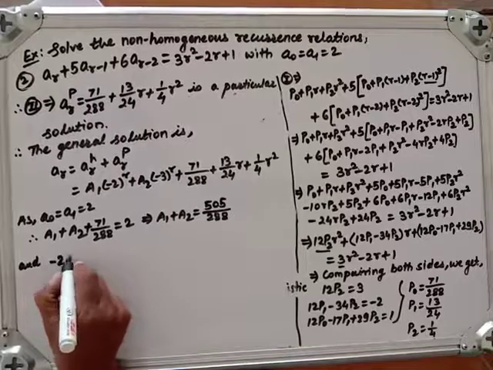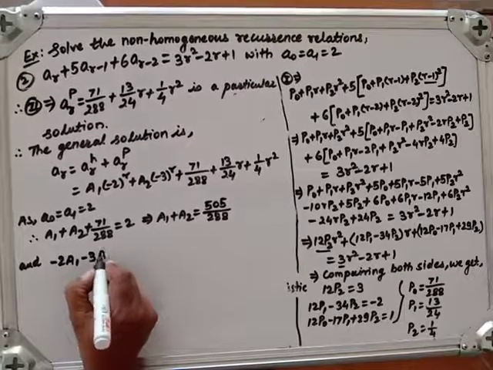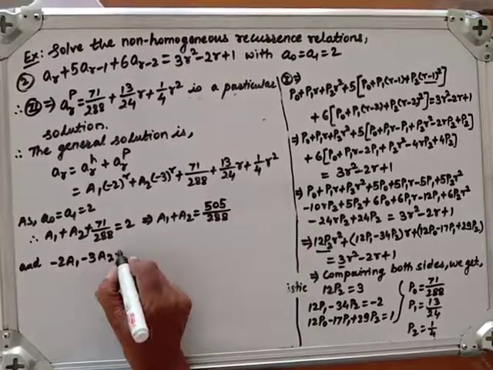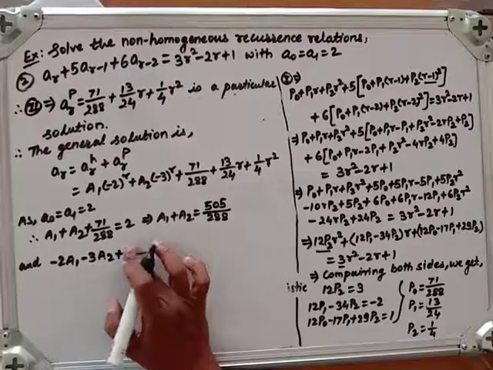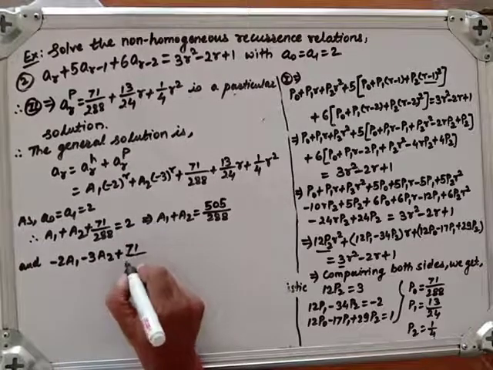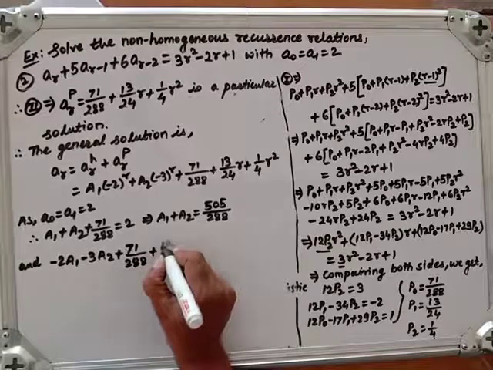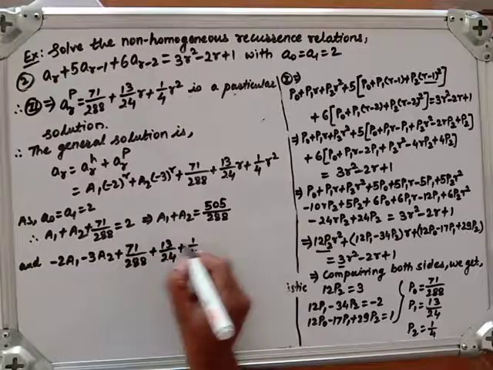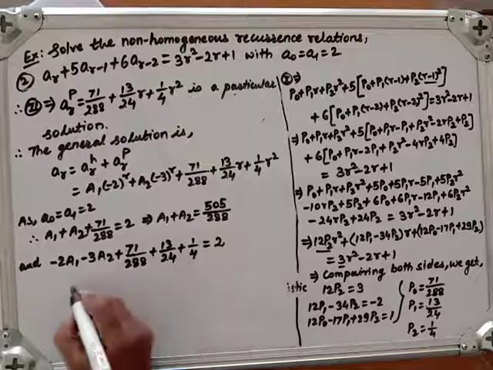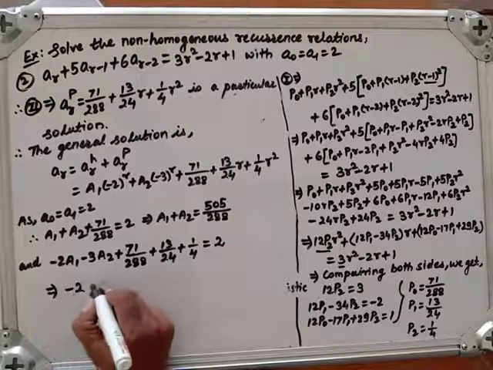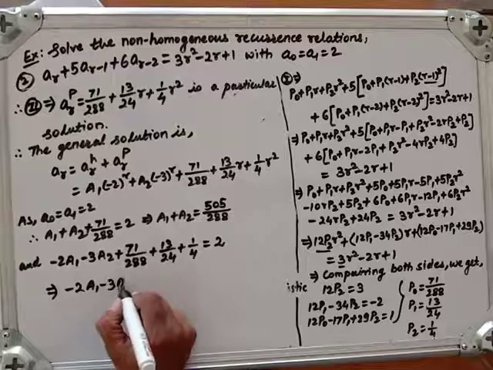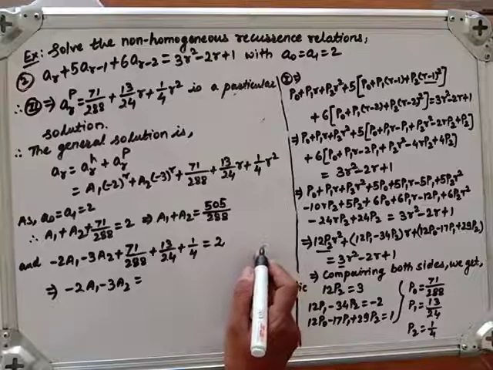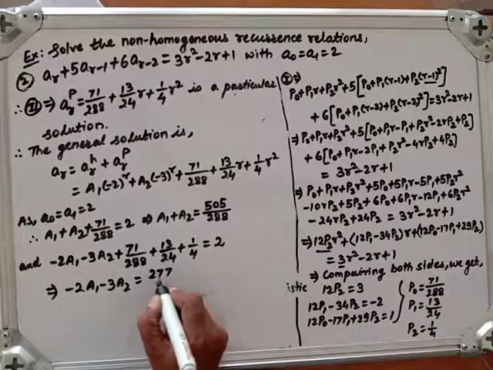Now again A1 equal to 2, so R will be 1. So it is minus 2 A1 minus 3 A2, and this is 1, so plus 71 upon 288 plus 13 upon 24 plus 1 by 4. Fine, and that is equal to 2. So simplifying it, we get minus 2 A1 minus 3 A2, and shifting to this side, we get the final one, 277 upon 288.